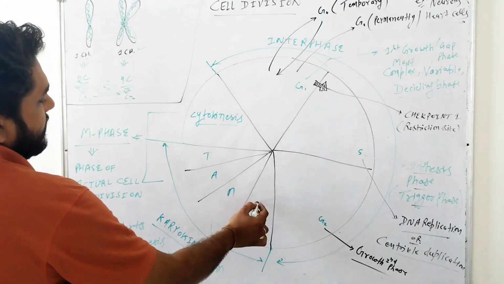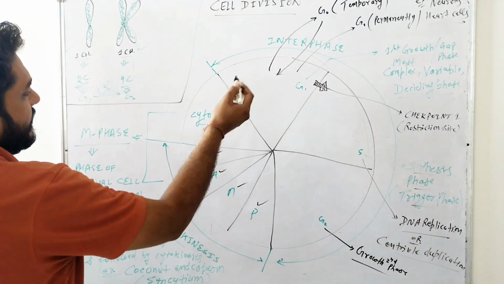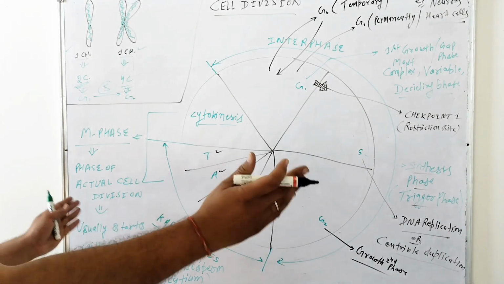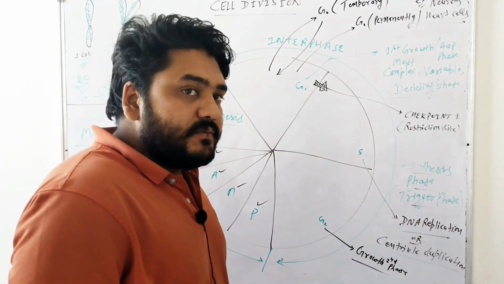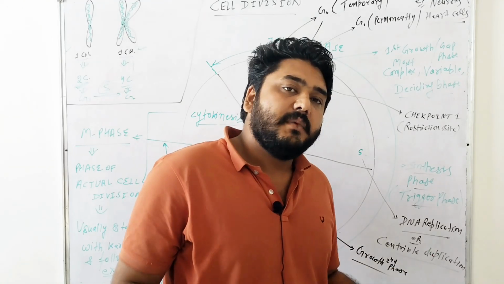After that, what will happen next? Prophase will come, then metaphase, anaphase and telophase, and finally when cytokinesis happens, the cell will get divided, and in this way the cell division will be completed.